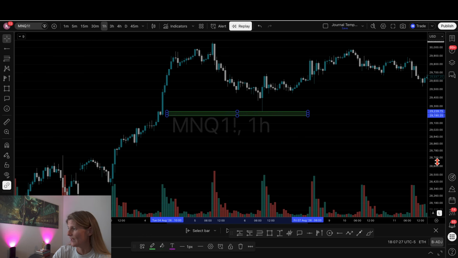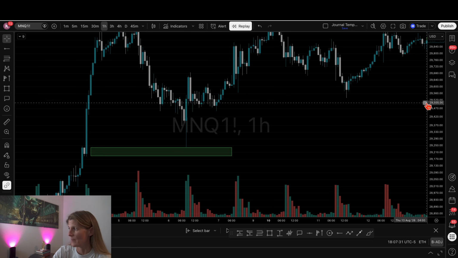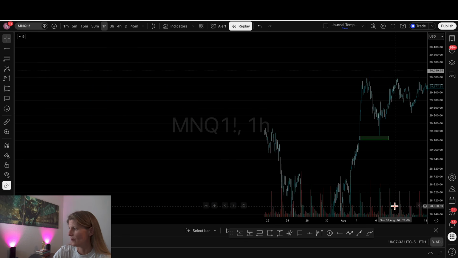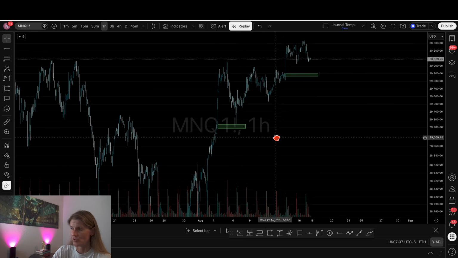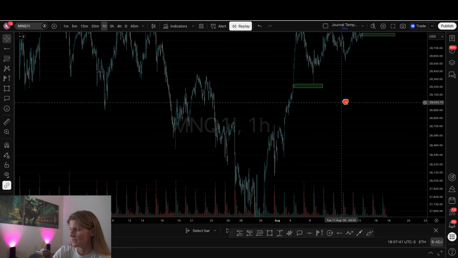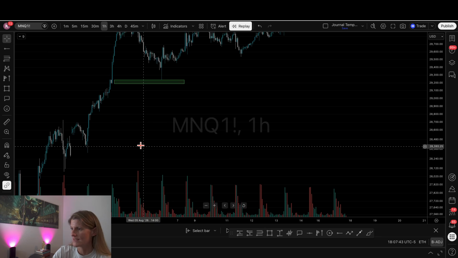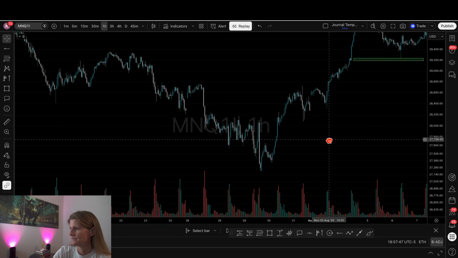And then what do you know? That wick right there retested it and had an aggressive buy up out of it. Let's see if we get any other retests. Not yet. So maybe we can go into play ahead and see if any of these levels get retested. All right, let's see if we have any others that stand out.